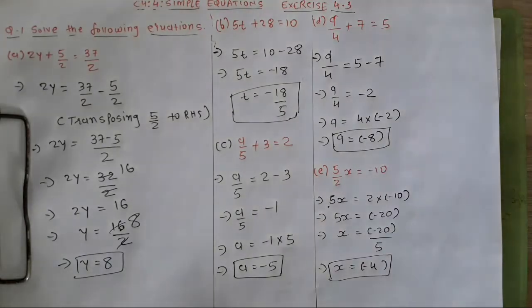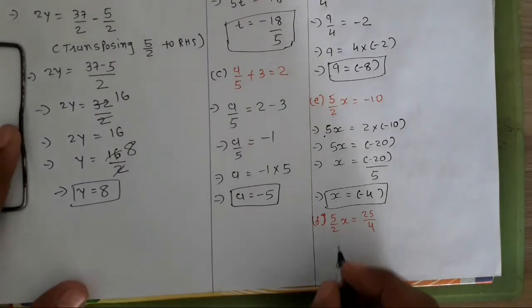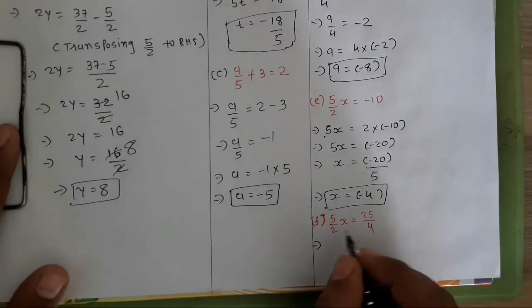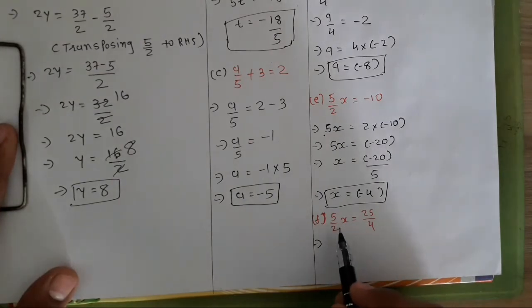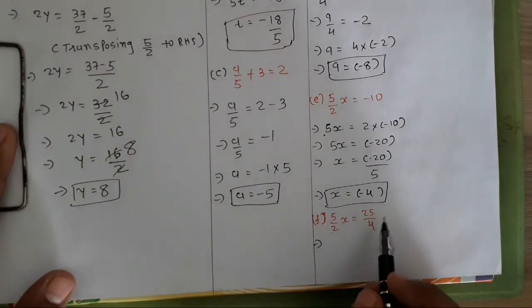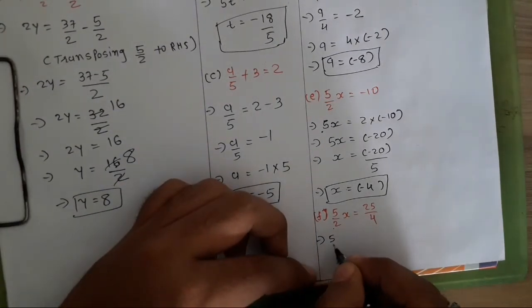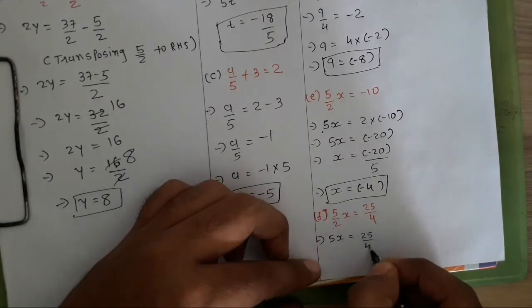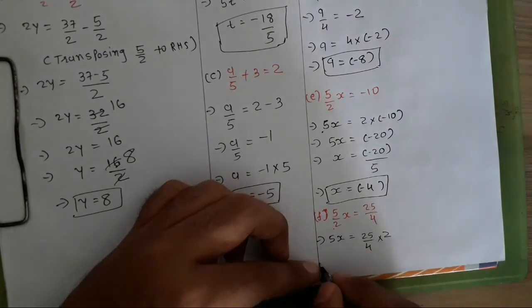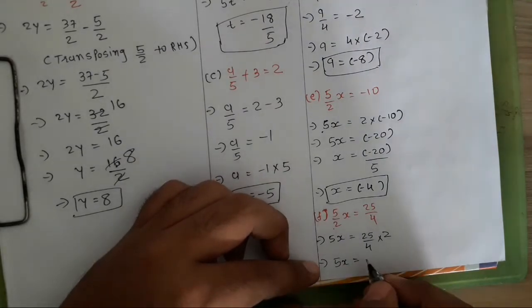Now the next one, 5 by 2 into x is equal to 25 divided by 4. Now here I have to find the value of x. So for that, first of all, I have to take this. If I take 2 to the other side, then it will come in multiplication. So 5x is equal to, now 25 divided by 4 into 2. Now 5x is equal to 25 into 2, we all know, 50 divided by 4.